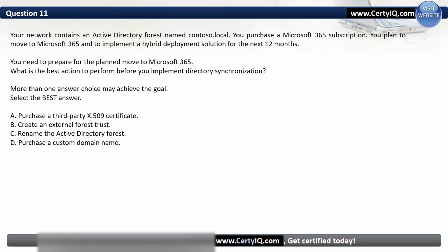Question 11. Your network contains an Active Directory forest named contoso.local. You purchase a Microsoft 365 subscription. You plan to move to Microsoft 365 and to implement a hybrid deployment solution for the next 12 months. You need to prepare for the planned move to Microsoft 365. What is the best action to perform before you implement directory synchronization? More than one answer choice may achieve the goal. Select the best answer. The correct option is D. Purchase a custom domain name.